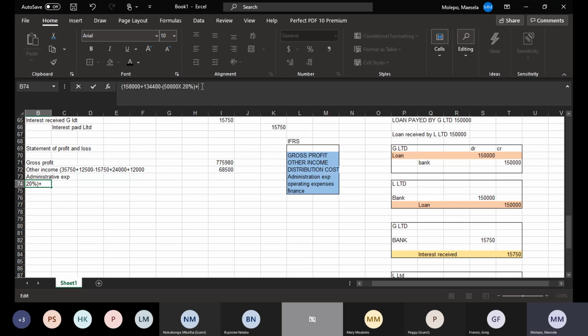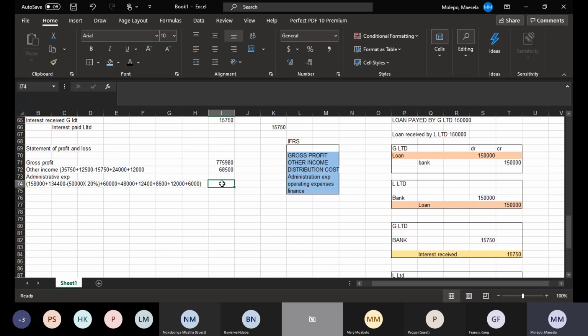Then we add the 60,000 of the staff cost, then the 48,000 of the staff cost for the subsidiary. Then we add the 12,400 for auditor's remuneration, then the 8,600 for the auditor's remuneration in regard of the subsidiary. Then we add the 12,000 for the administration fees paid, then the 6,000. Then we can close the bracket. Therefore, the amount sitting here will be the 429,400 as an expense.